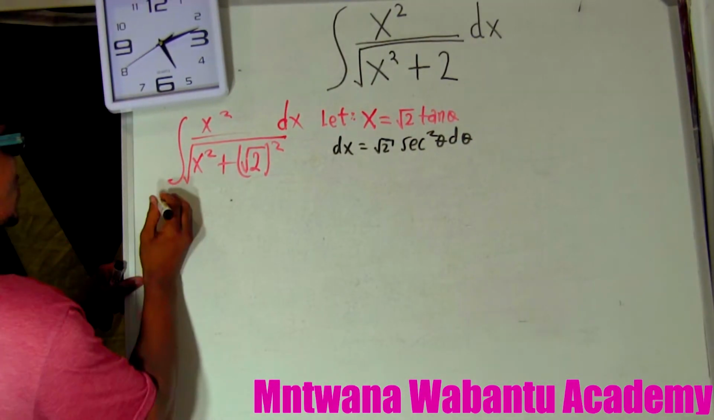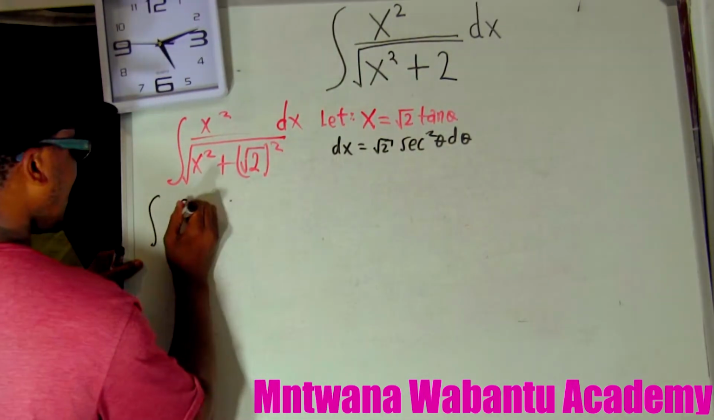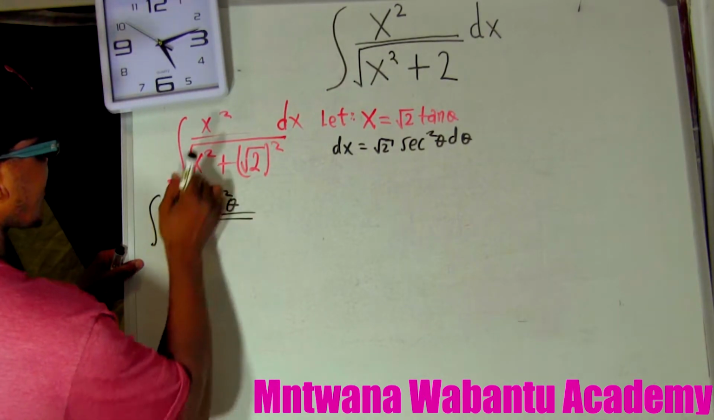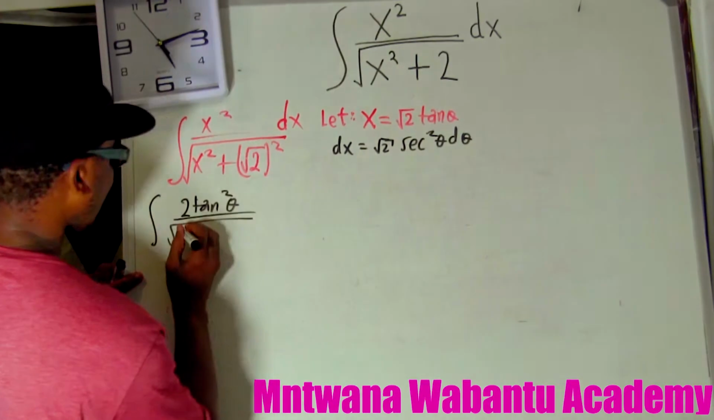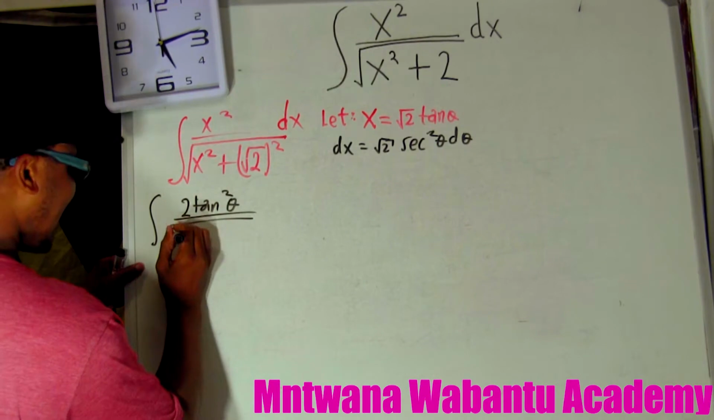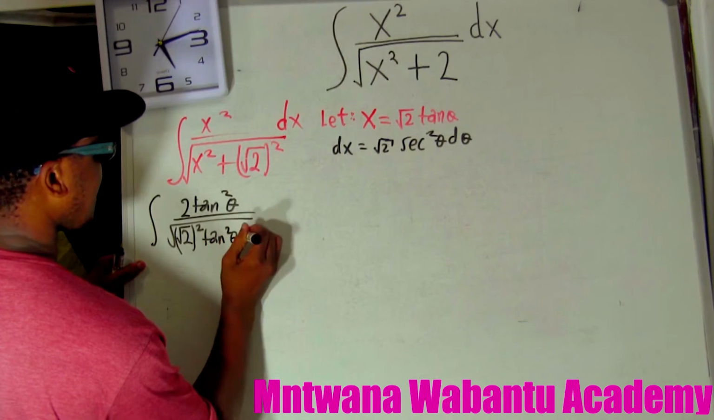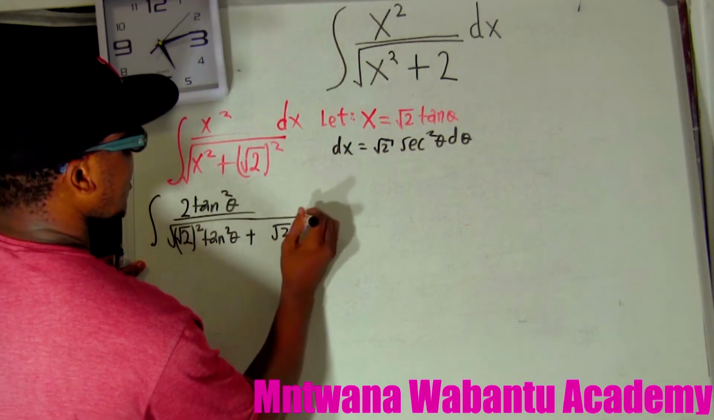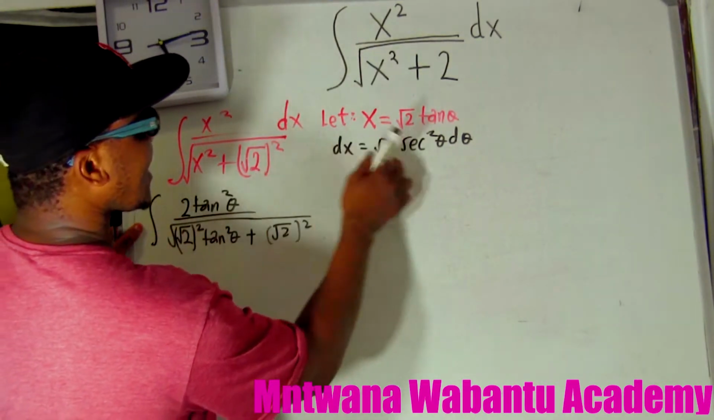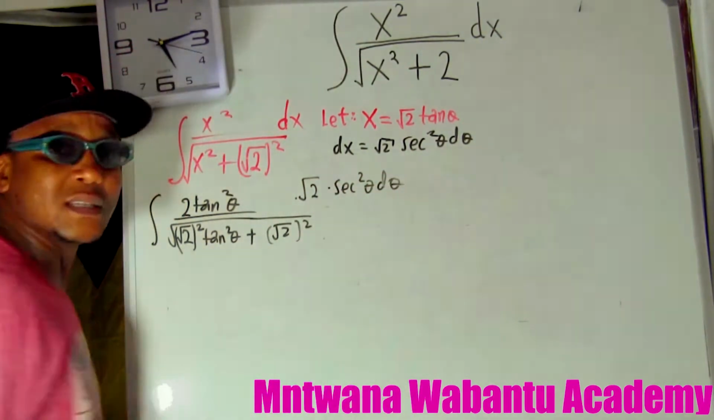Now it's going to become the integral of x squared, which means the square root of 2 squared, which is 2, times tan squared theta, over the square root of x squared, that is the square root of 2 squared tan squared theta, plus the square root of 2 squared, and then we have dx. What is dx? dx equals the square root of 2 sec squared theta d theta. You see what I'm saying?